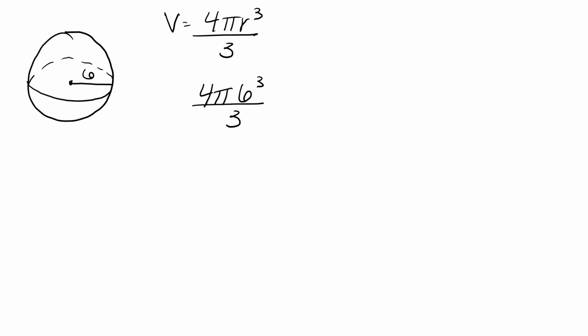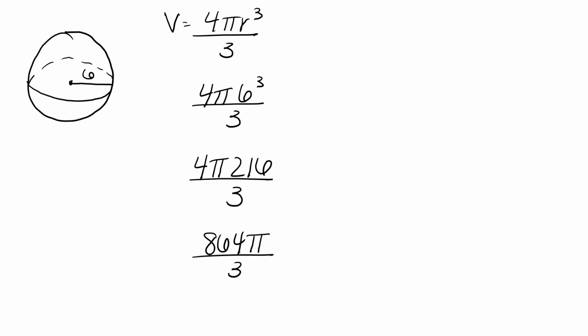We solve the exponents first. 6 to the third power is going to give us 216. We multiply that value by 4 to get 864. We divide that answer by 3 to get 288. And then we multiply by pi. The directions tell us to use 22 over 7 for pi.